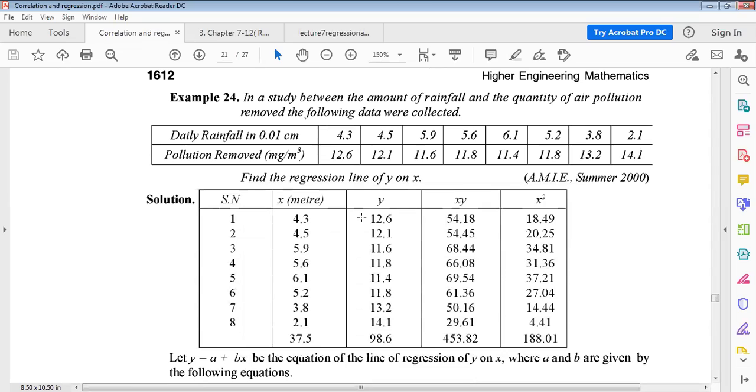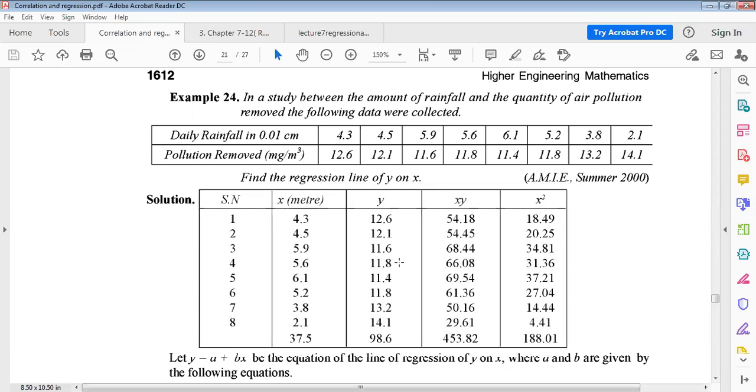Now main example, example 24. In a study between the amount of rainfall and the quantity of air pollution removed, the following data were collected. The rainfall is this, and the pollution removed will be this. Suppose the daily rainfall is x, and pollution removed will be y. Understand? This is the serial number, and this is xy, just multiplication, and this is the x square.